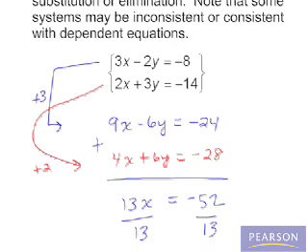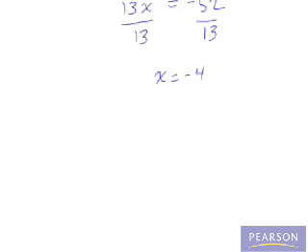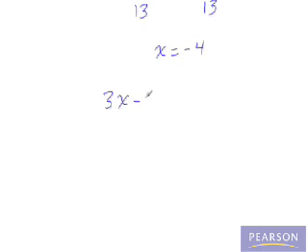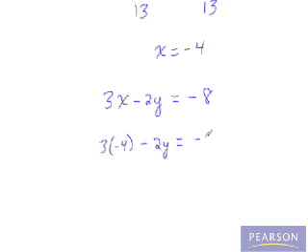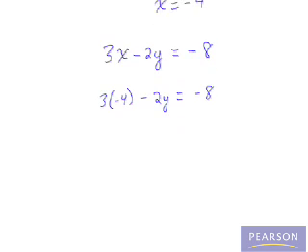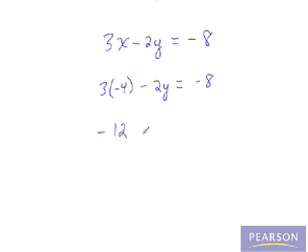Choose the top equation. So recopying the top equation, we have 3x minus 2y equals negative 8. And we're going to go ahead and substitute negative 4 into the x in this equation, giving us 3 times negative 4 minus 2y equals negative 8. 3 times negative 4 is negative 12. Then we have negative 2y equals negative 8. Let's go ahead and add 12 to both sides, giving us negative 2y is equal to negative 8 plus 12 would be a positive 4.